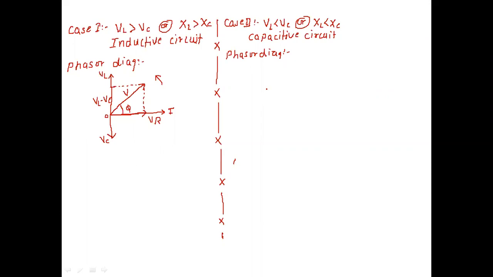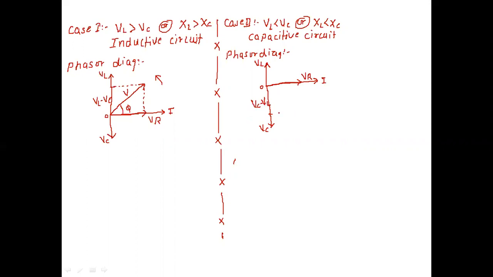Let me assume the current phasor as the reference phasor. Suppose this is the current phasor. How do I draw VR? VR is always along with I, so this is VR. Then VL: as we consider that VL is small and VC is greater, let me draw a very small line to represent VL. And now I draw a bigger line for VC. This is VC here. Now try to find the difference between them. From 0 to this length will represent VC minus VL.